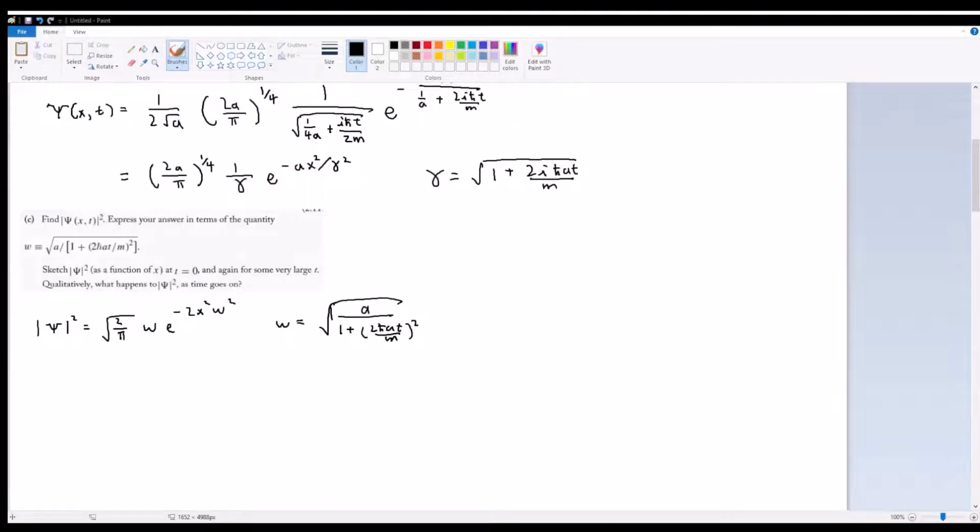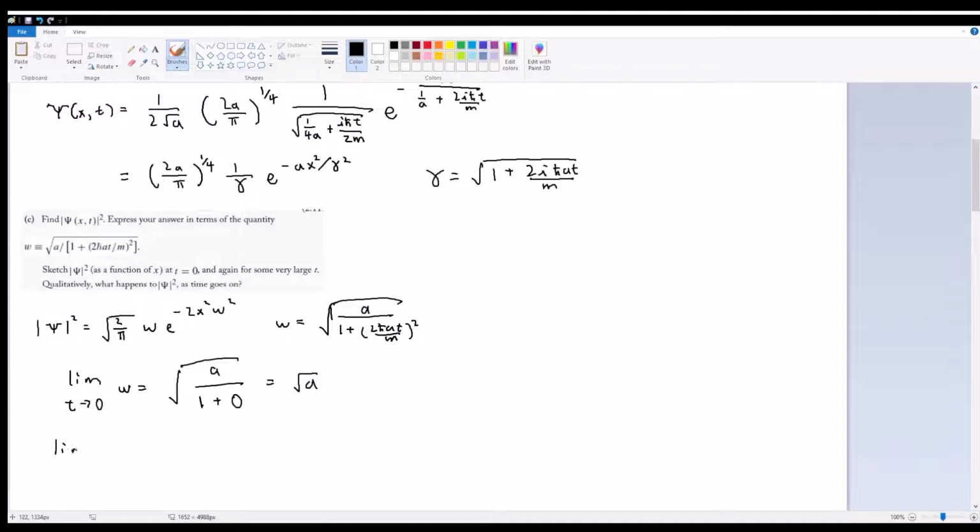Okay, the next part of part C is that we want to see what happens to magnitude psi squared as time grows. So we start at t equals 0 and we effectively go to t equals infinity. So let's analyze the two limiting case scenarios. The only t dependence here is in omega, so let's analyze how omega depends on t. The limit as t goes to 0 for omega is going to equal the square root of a over 1 plus 0. So omega just goes to square root of a.